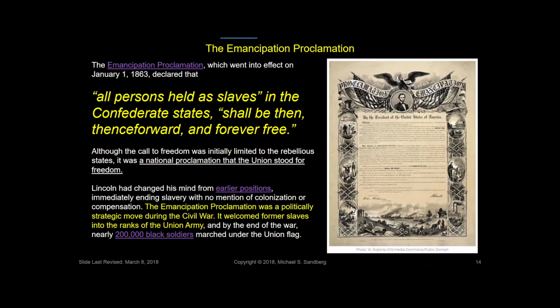And in fact, we are going to offer all the slaves we just freed to come up, join the Union Army, and help us fight to abolish slavery. And of course, over 200,000 black soldiers did march under the Union flag.